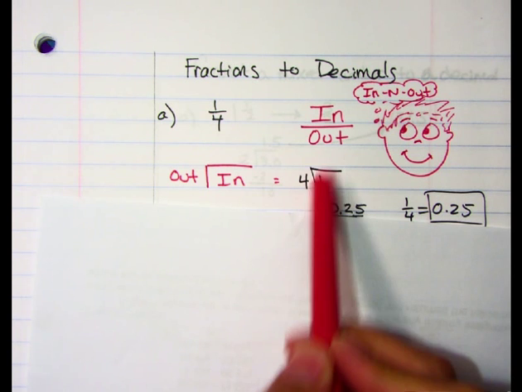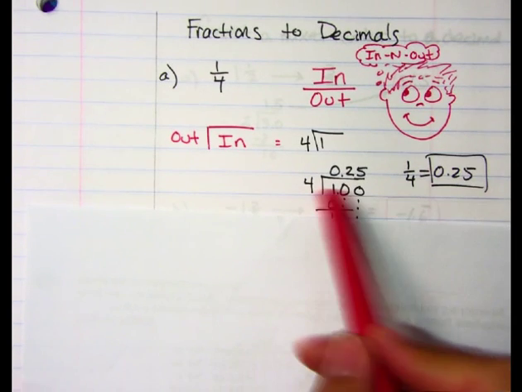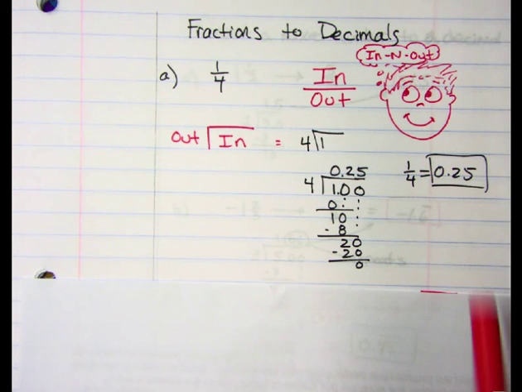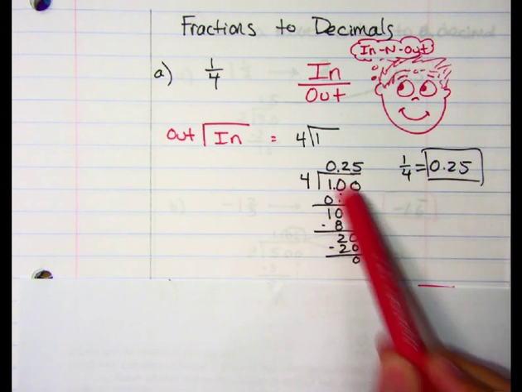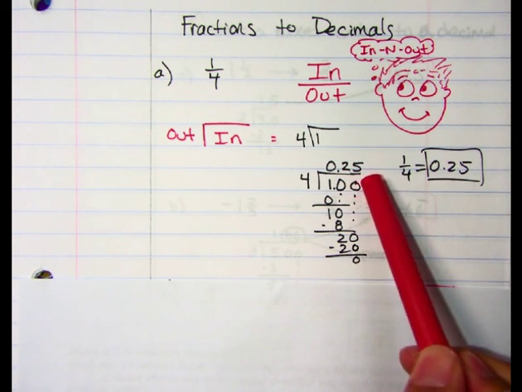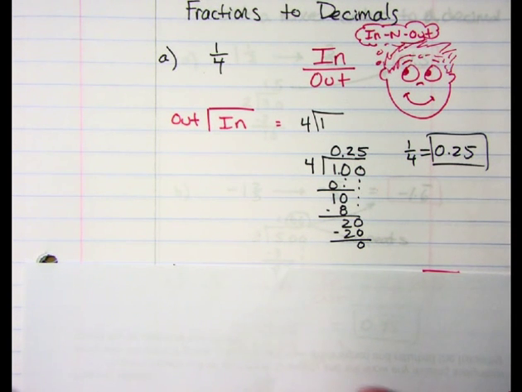1 divided by 4. And so if we do that, we can do it the long way, right? I'm pretty sure you can do long division. If not, come see me and I can help you out with that. And if you go long division, you'll find out that your decimal will be 0.25. Okay, you can change any fraction into a decimal by doing that.